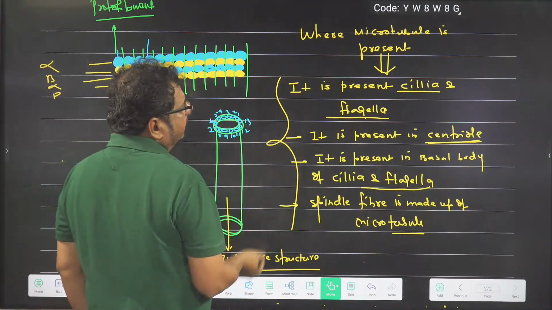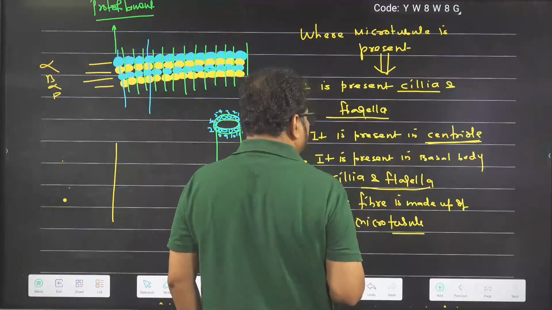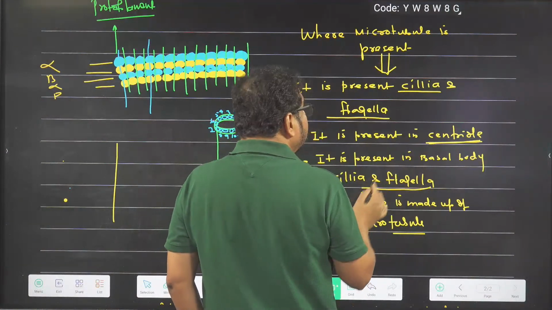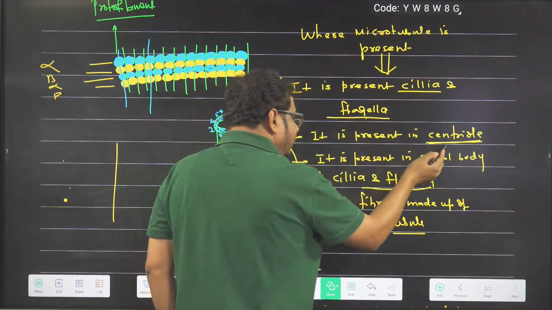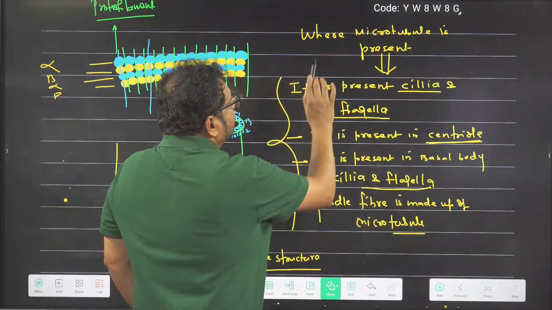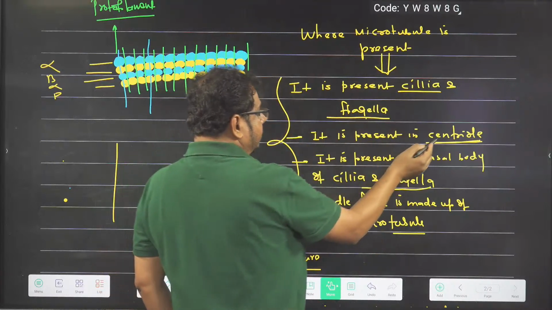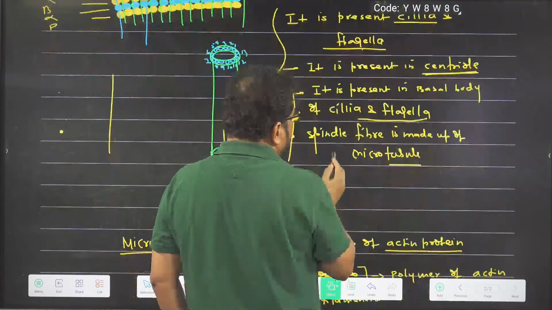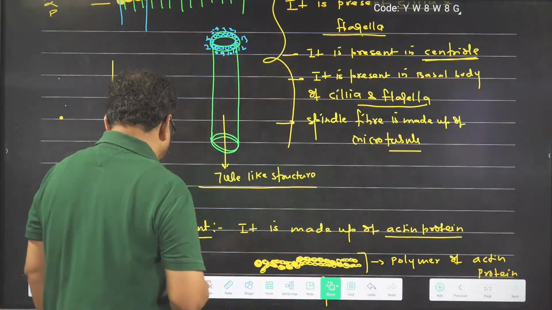And where they are present, I wrote: it is present in cilia and flagella, it is present in centriole, and it forms the basal body of cilia and flagella. Now I will explain everything about what cilia, flagella and centriole are, then you will understand. Meanwhile, keep in mind it is present in cilia and flagella, in centriole, in the basal body of cilia and flagella, and in the spindle fiber. Getting the things or not? Is it clear in the mind?